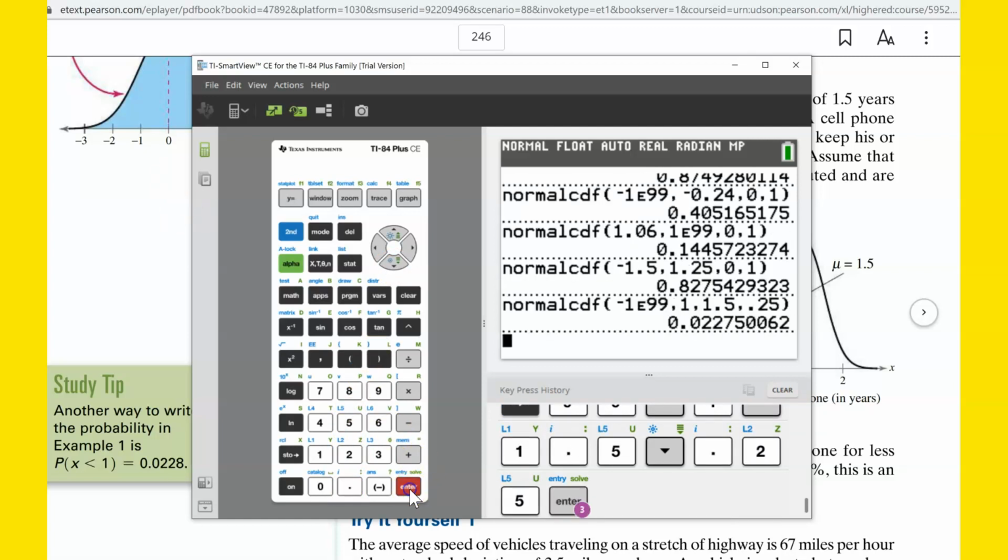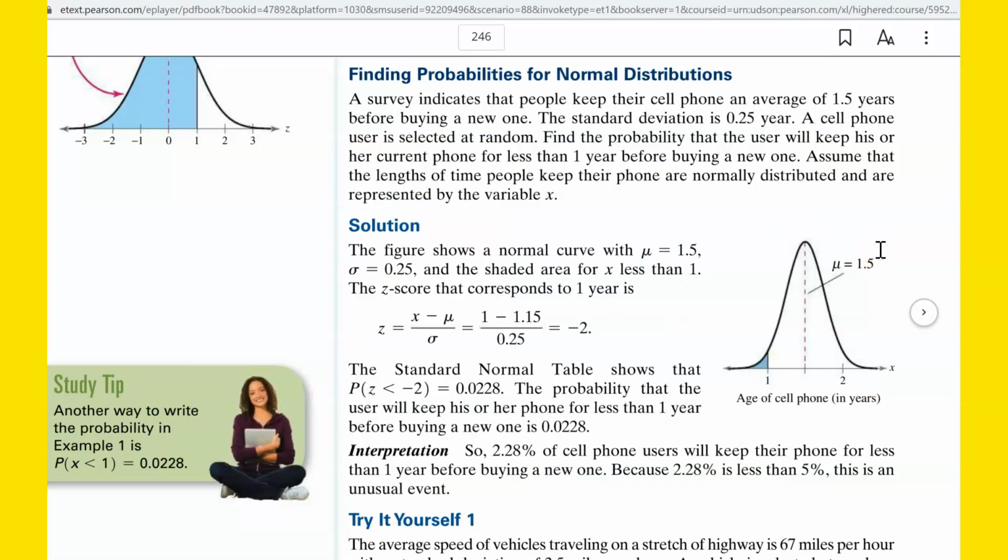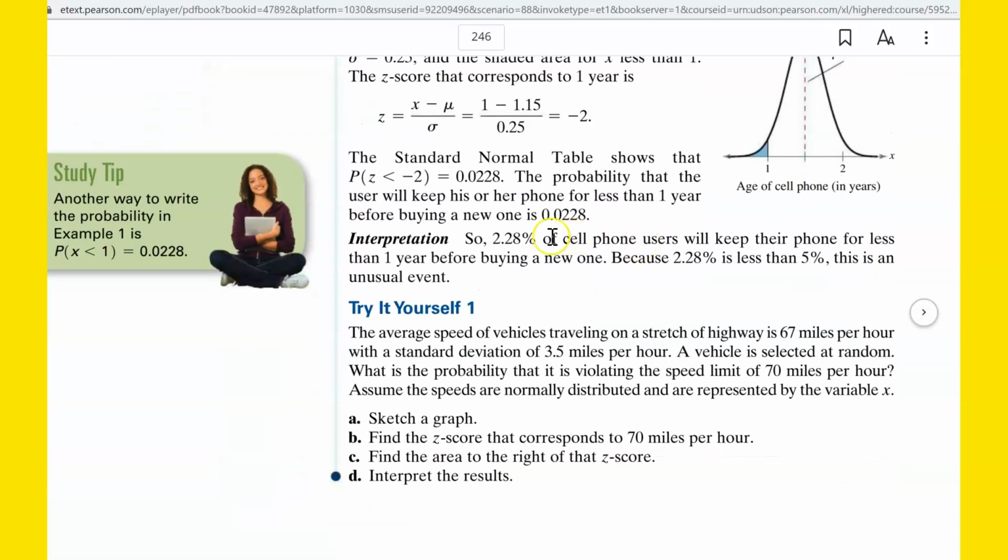and calculate it. The probability that a person keeps their phone for less than a year is 0.0228, or about a little more than 2%. Okay? A little more than 2% of cell phone users keep their phones for less than a year before buying a new one. We would consider that an unusual event, because anything that's less than 5% is unusual. And it's also unusual because it's more than 2 standard deviations away from the mean.